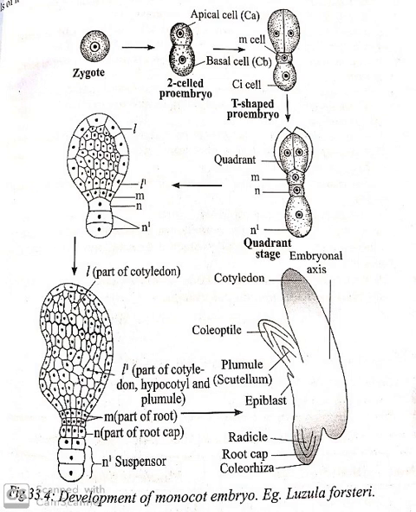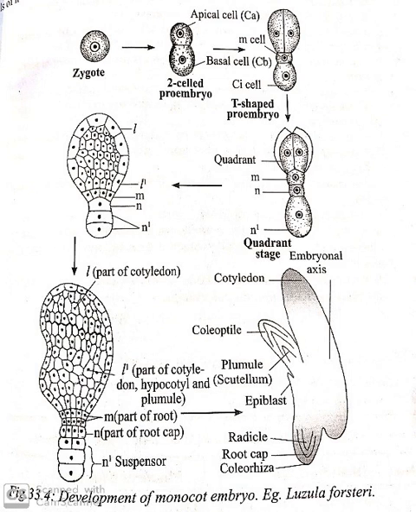The embryo consists of a median embryonal axis. The embryonal axis bears a single terminal cotyledon and a lateral plumule. The other end of the axis bears the radicle covered by the root cap. The embryo remains in this state. This is about the development of monocot embryo.